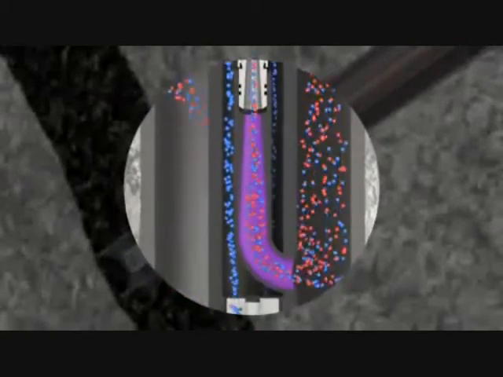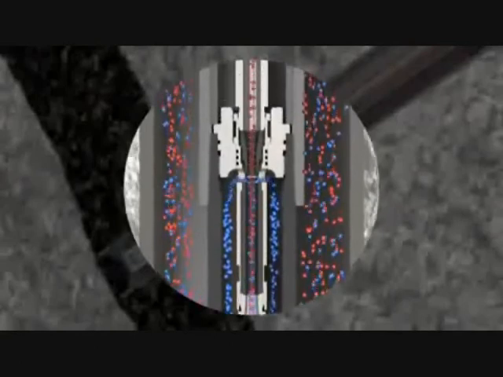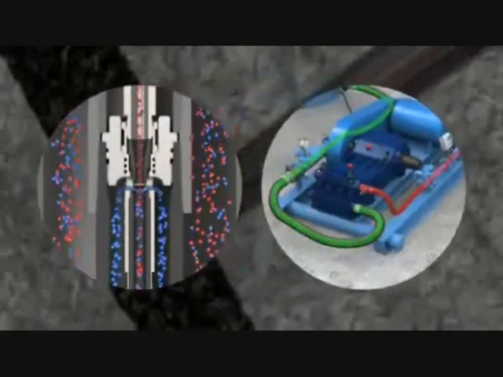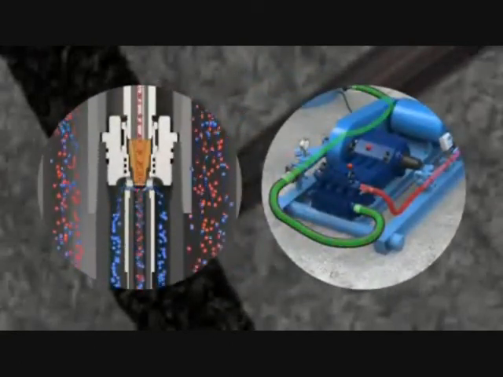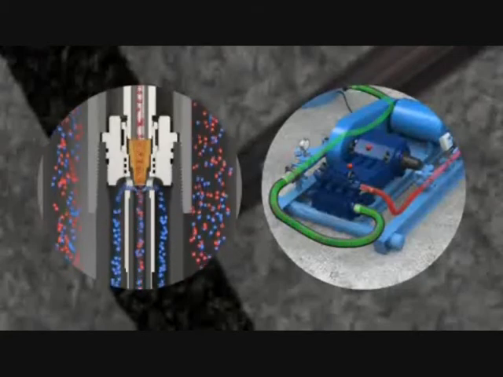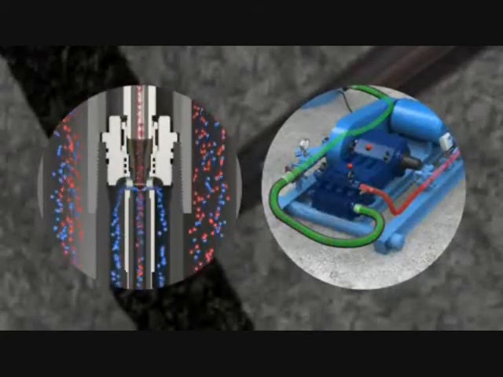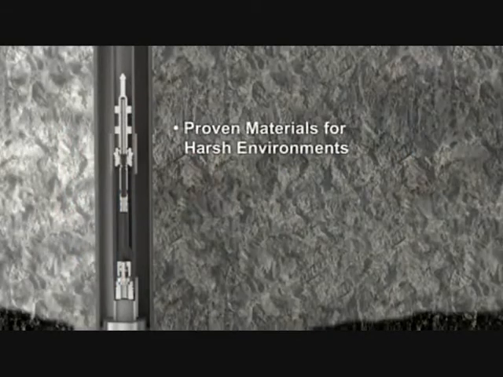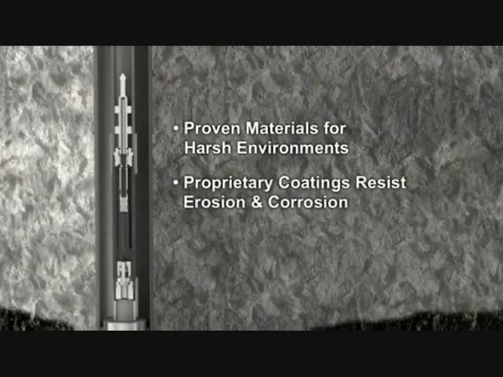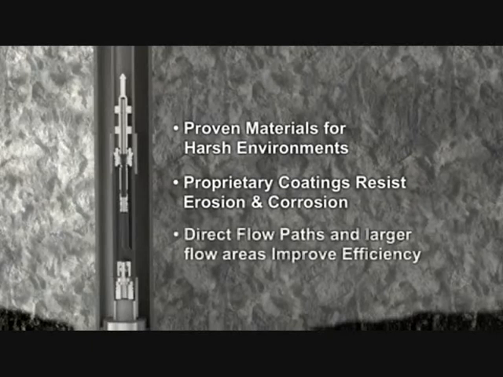In the pump's diffuser, the velocity of the mixed stream is converted back to pressure, and the combined fluids lift to the surface. The production rate is determined by adjusting the nozzle pressure through the throat and nozzle in combination with the reservoir energy at the pump. A wide range of production rate and lift capacity is possible. The JJ Tech jet pump is built with proven materials and proprietary coatings to improve reliability and resist erosion and corrosion. Direct flow paths and larger flow areas improve efficiency over other designs.